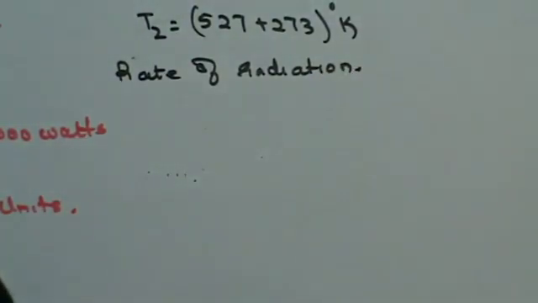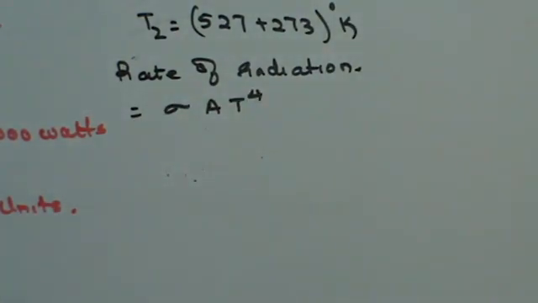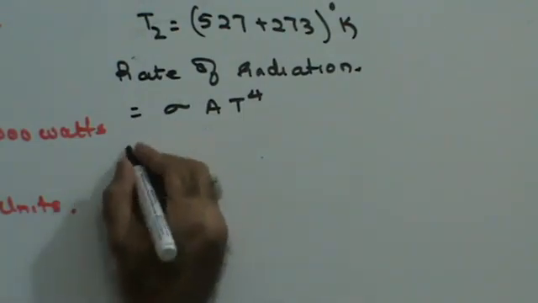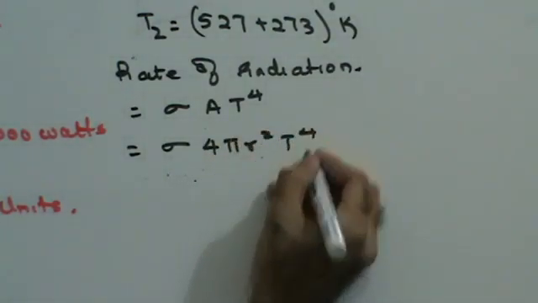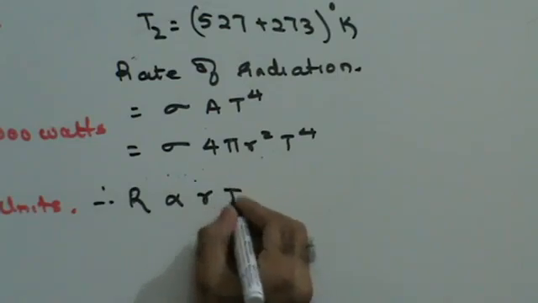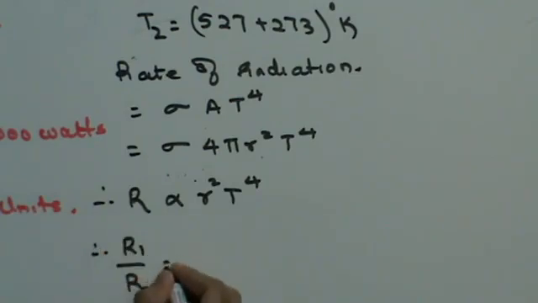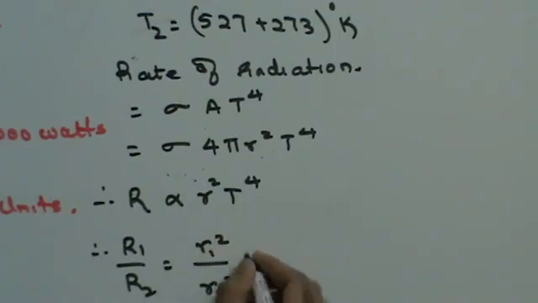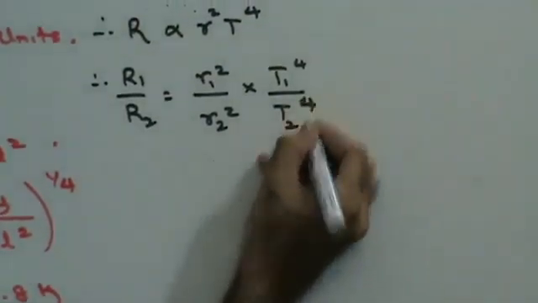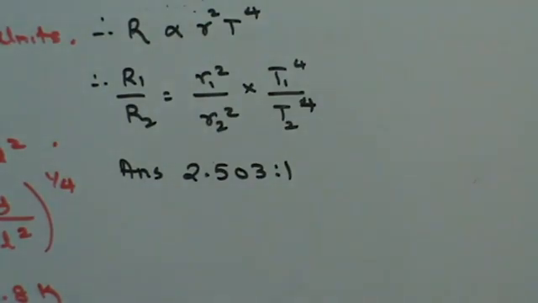Now, rate of radiation for a black body is going to be nothing but sigma A T raised to 4, right? Now, area of a black body, they've said that these are spheres. So this is going to be 4 pi r squared T raised to 4. Therefore, I can say that rate is directly proportional to r squared T raised to 4. Therefore, rate 1 upon rate 2 is equal to r1 square upon r2 square into T1 raised to 4 upon T2 raised to 4. Right? Do we get this thing clear? So the answer for this sum should be 2.503 is to 1. Right? Let's see the next sum, guys.